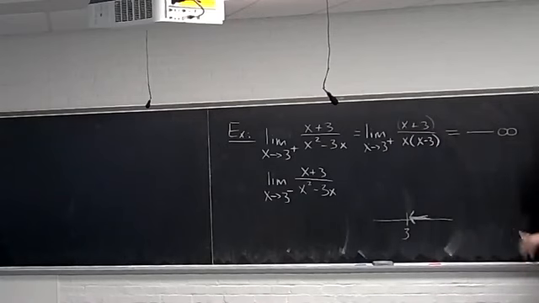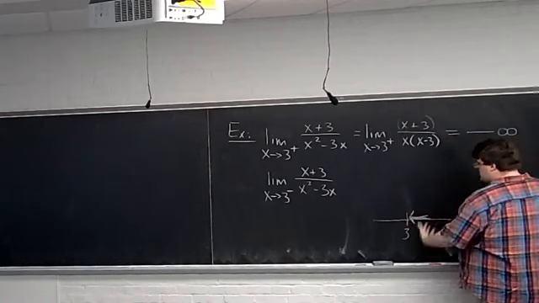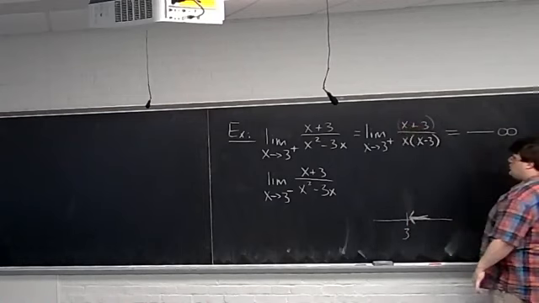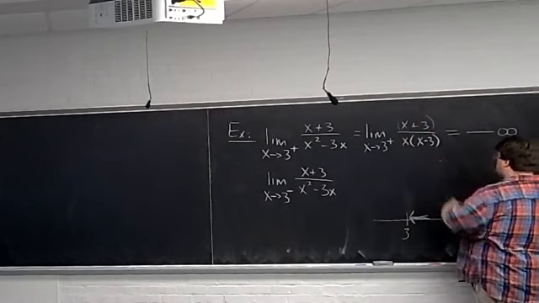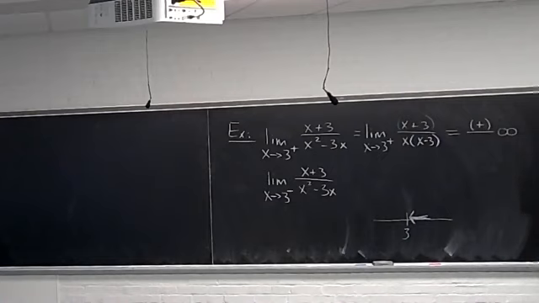What happens on the right of 3? Bearing in mind, all we really need to concern ourselves with is the sign. Because we know it's going to be an infinity, we need the sign. On the right of 3, what happens in this numerator? Well, a number larger than 3 plus 3 is a positive number.